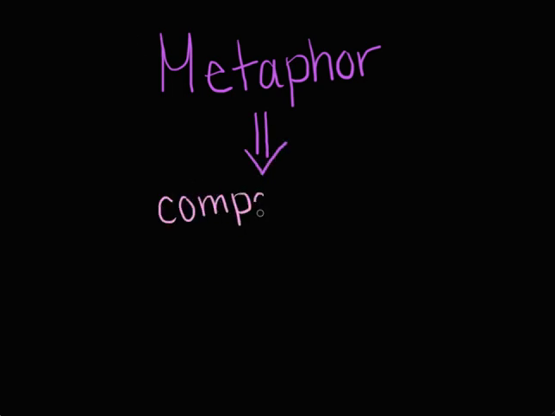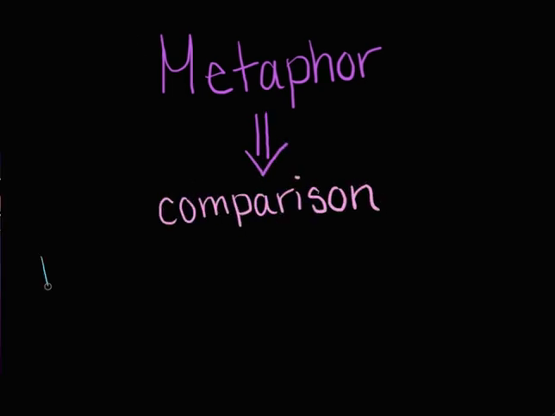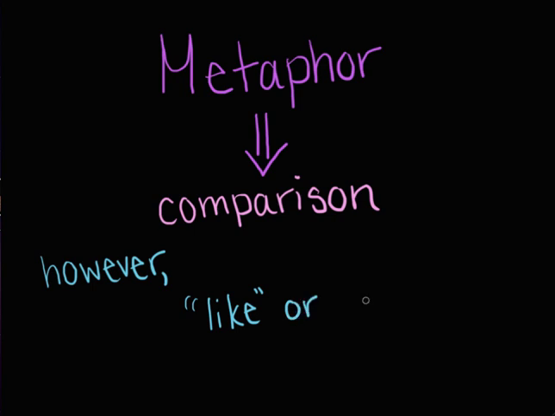Let's move on to our next literary term, which would be a metaphor. Now, in its basic definition, a metaphor is a form of comparison where you compare two objects in order to better understand one of them. However, unlike its counterpart, the simile, the metaphor does not use the words like or as.